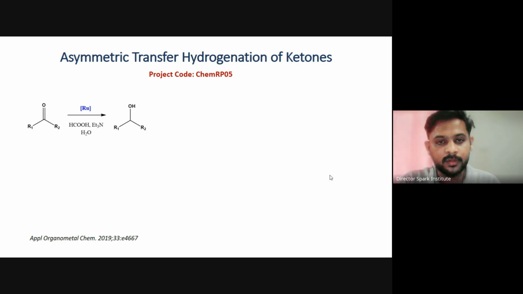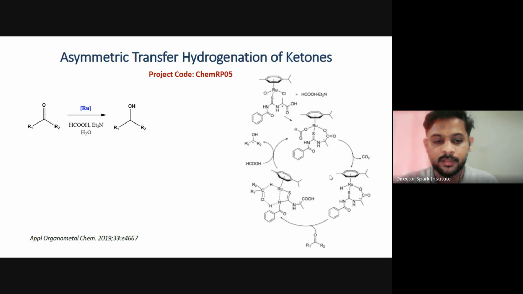So this is the one project, and the second one is on a catalysis activity, asymmetric transfer hydrogenation of ketones. Those are in chemistry. I think I don't need to explain what hydrogenation is. Here we are taking an experimentally reported work, and we are trying to explore the mechanism from a computational and theoretical perspective. The project code is ChemRP05. This mechanism is already reported experimentally, so we will do the computational calculation to understand what the intermediates and transition states are, how the energies change, and how these interactions happen. Again, we'll do DFT and TDDFT calculations using Gaussian software.